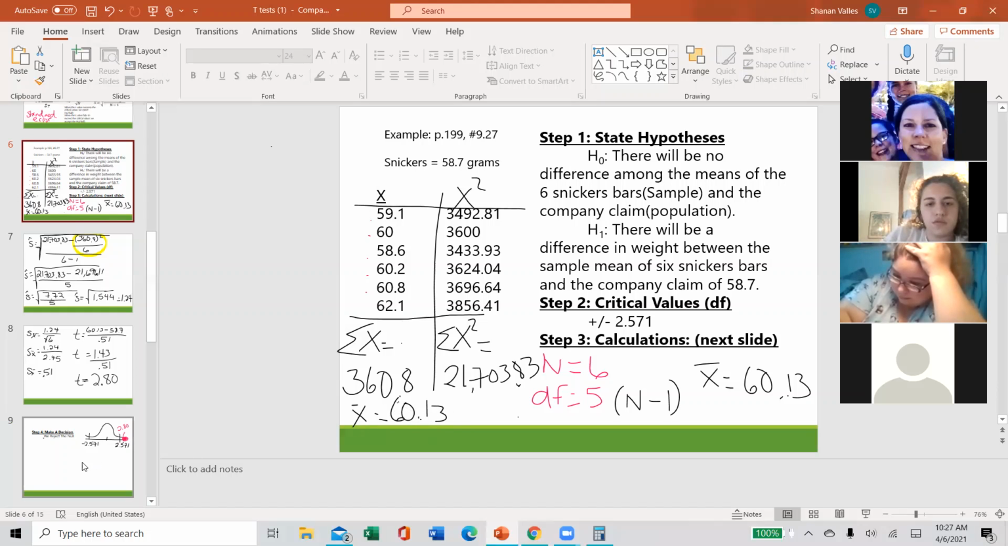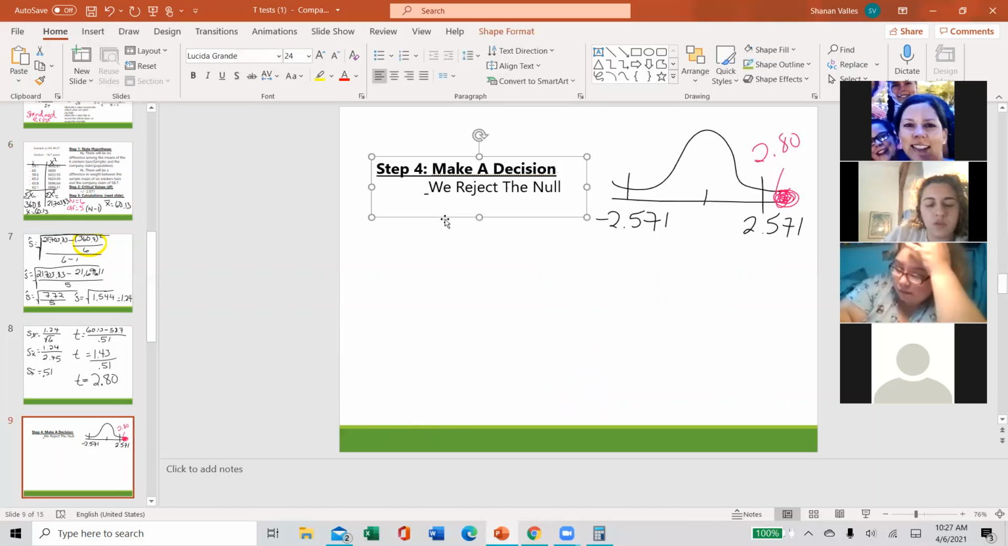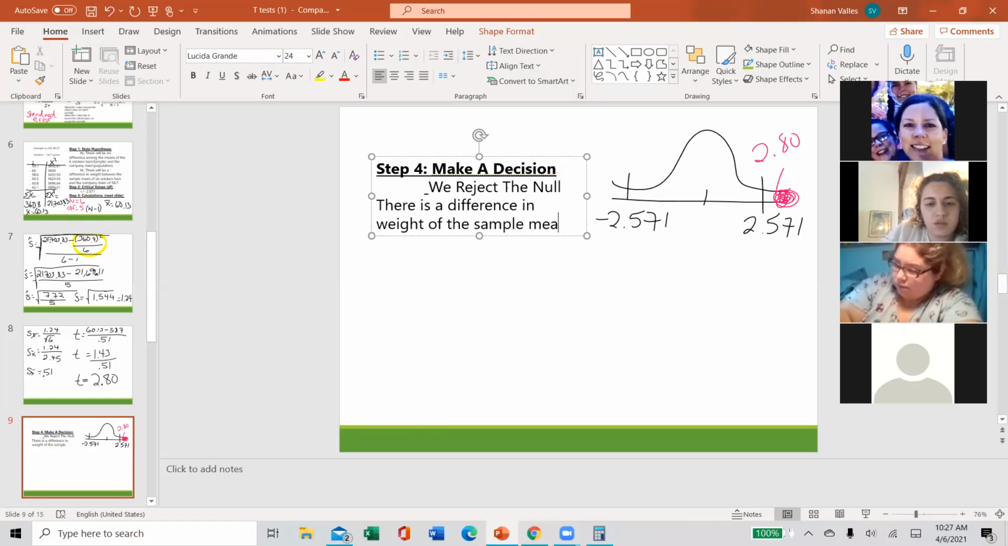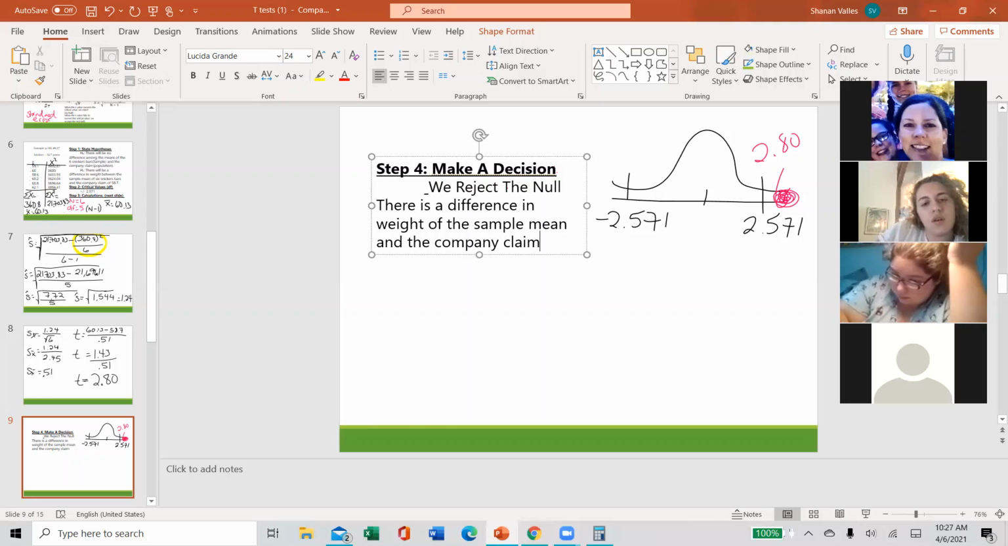You could write something very easy at first, right? There is a difference. And then we could say a difference in what? In weight, right? Of between what? The sample mean and the company claim, right? There is a difference in weight of the sample mean and the company claim.